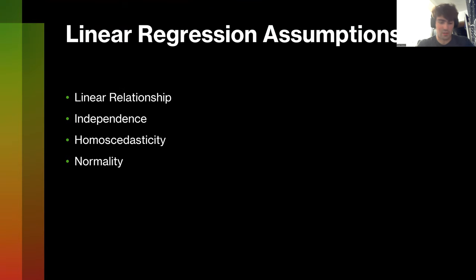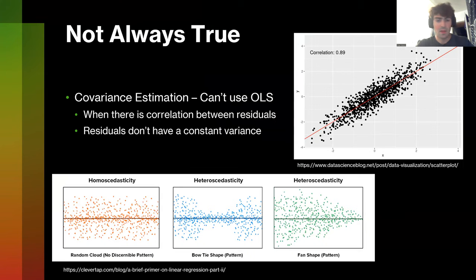For example, a linear regression assumes a linear relationship, independence between residuals, homoscedasticity, meaning the residuals have a constant variance, and that the residuals are normally distributed, all of which we can see through EDEV. However, this isn't always the case. When these assumptions aren't met, we cannot use an OLS estimator.